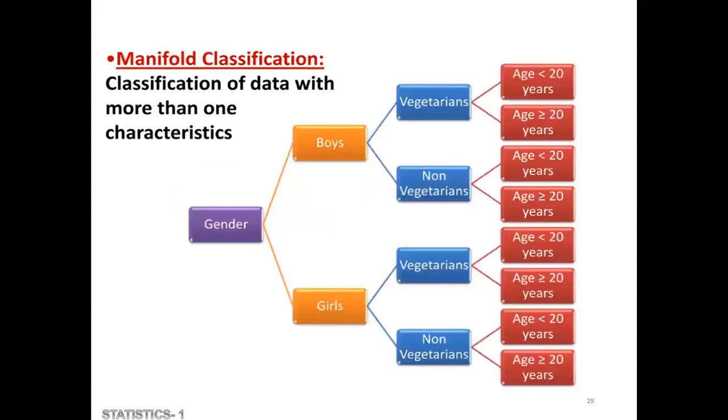Then we go for manifold classification. Here the gender can be classified as boy or girl. This boy or girl can be further classified as vegetarian and non-vegetarian. This can further be classified based upon the age: boys belonging to age less than 20 years, boys belonging to greater than or equal to 20 years. Like this, we can classify data by using various sub factors. When you take sub factors and classify, it is called manifold classification.